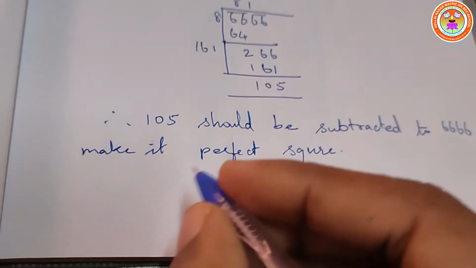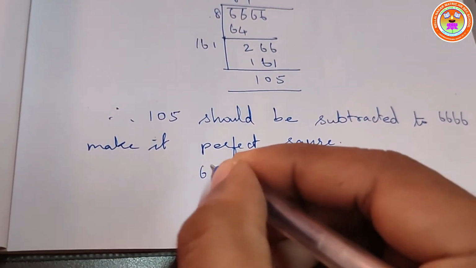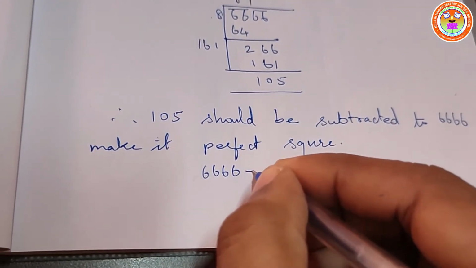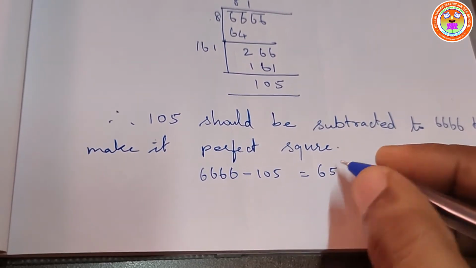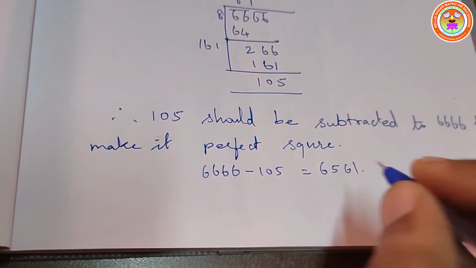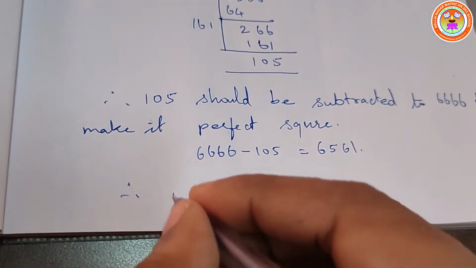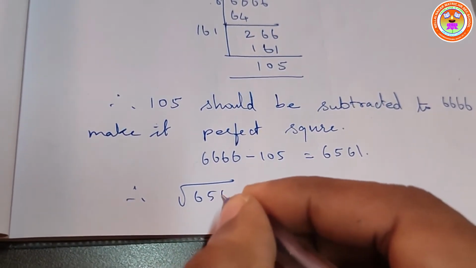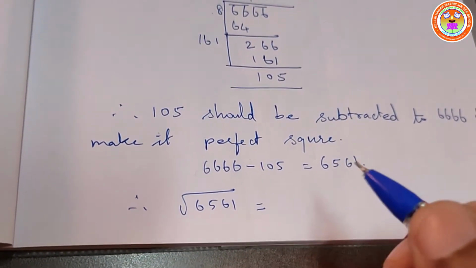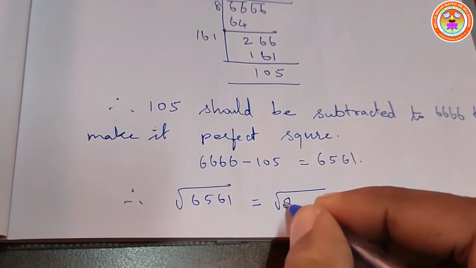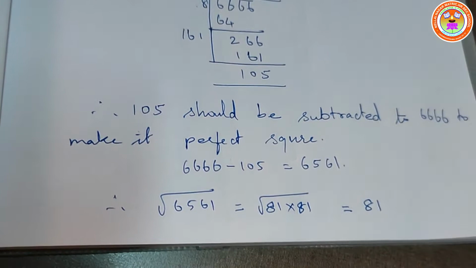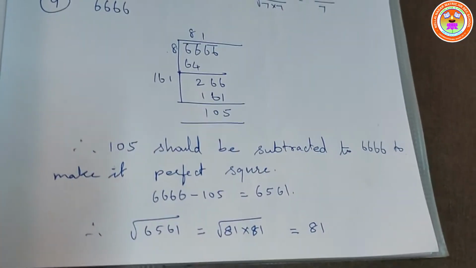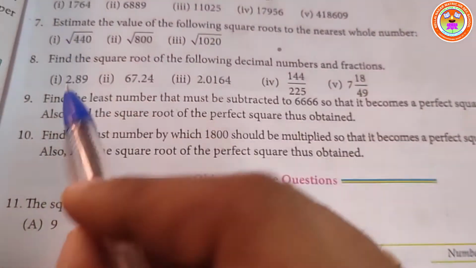If you subtract, 6666 minus 105, you will get 6561. Therefore, square root of 6561 is nothing but square root of 81 into 81, which is equal to 81. That is the answer. So copy down, children. Now we'll move on to the 10th question.